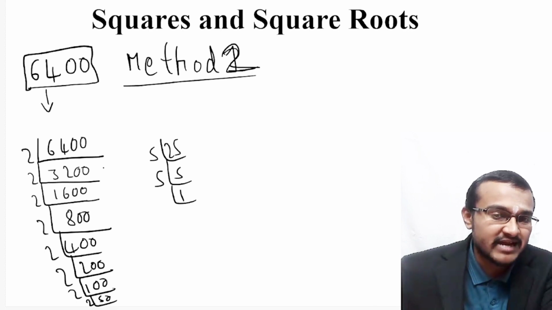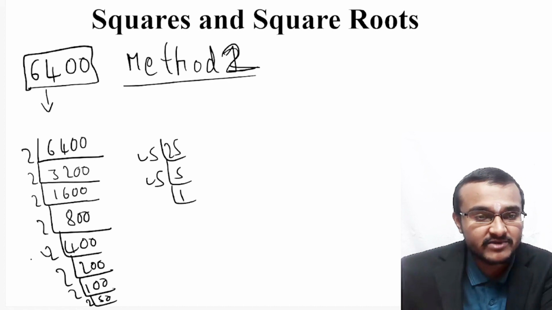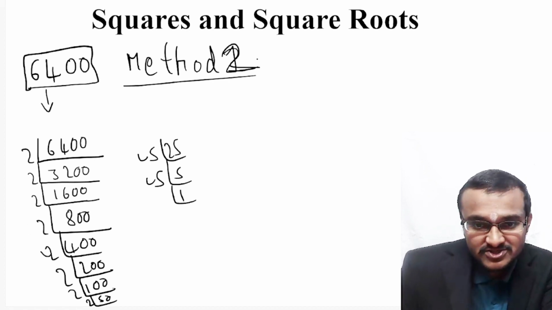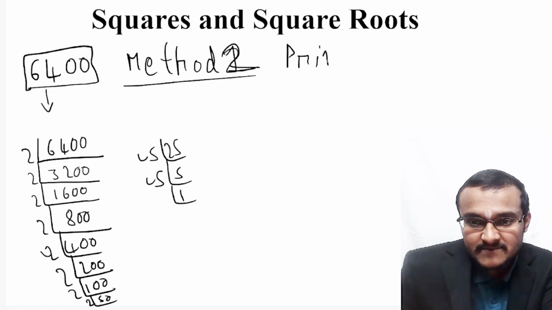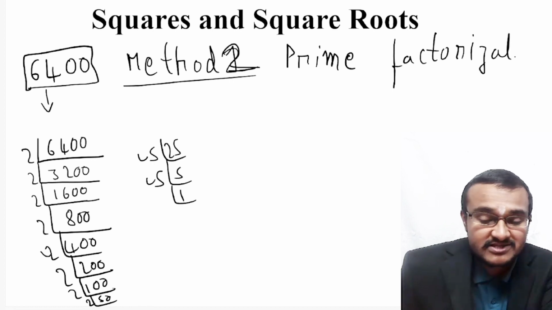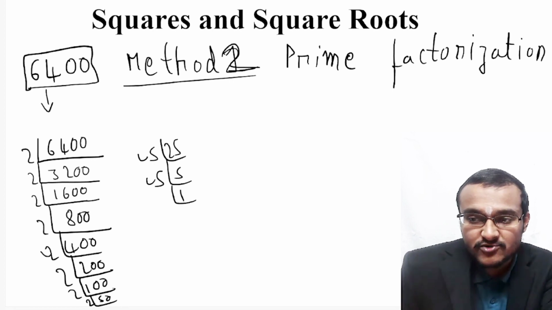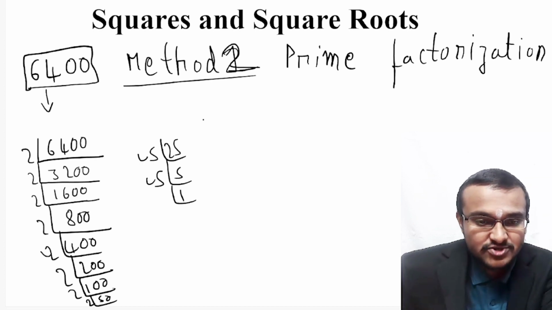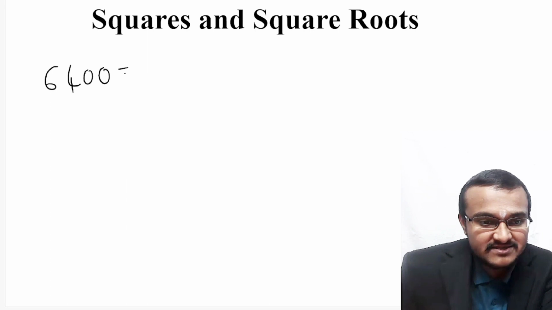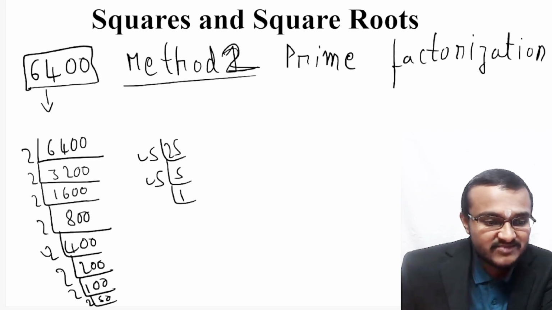So after doing prime factorization, you should only take prime numbers. Here 5 is a prime number, 2 is a prime number. After doing this prime factorization, this method 2 is actually known as the prime factorization method. After doing prime factorization of this particular 6400, you are getting so many numbers. So now you can write this 6400 as the multiplication of these many prime numbers.